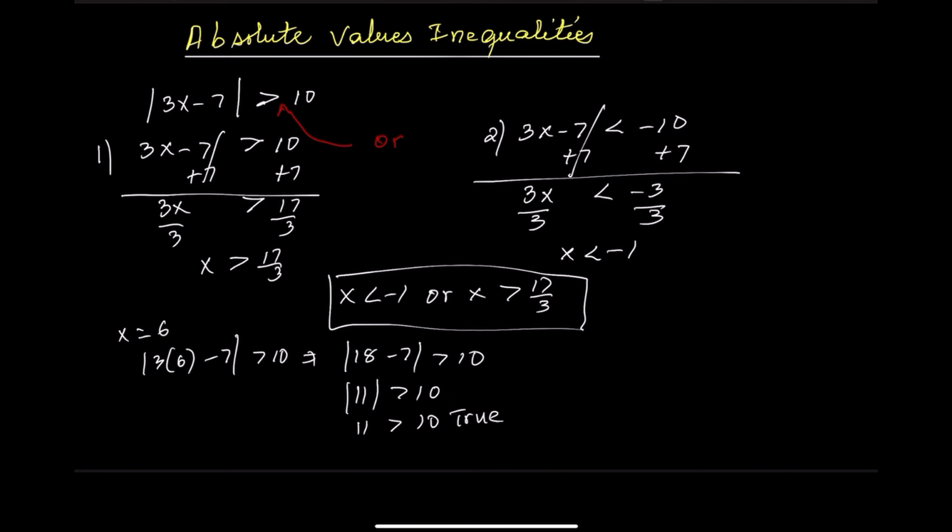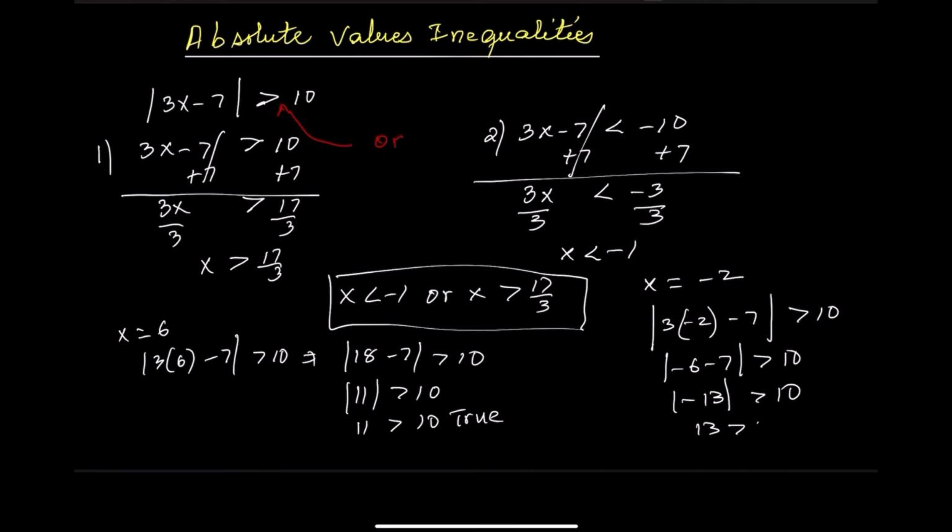Now let's plug in a number less than negative 1. Let's say negative 2. 3 times negative 2 minus 7 is negative 6 minus 7, which is negative 13. Now we have the absolute value of negative 13 is greater than 10. The absolute value of negative 13 is 13, and 13 is greater than 10. So the statement is also true. So by plugging in values, we can see that both sides of the solution are correct. Values less than negative 1 and values greater than 17/3 do make the inequality true.